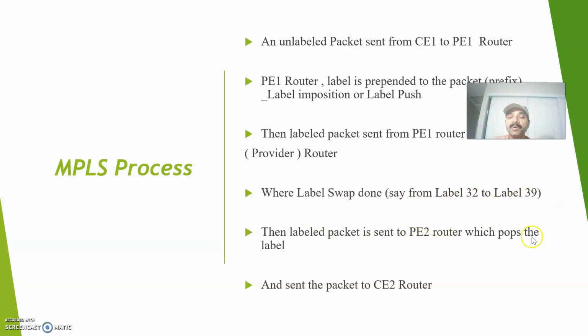This is the provider edge router at the receiving end, which will pop the label and send the packet to the CE2 router. The point to note is that first it will send an unlabeled packet, and at the receiving end, CE2 will receive the unlabeled packet. That's the thing you have to keep in mind.